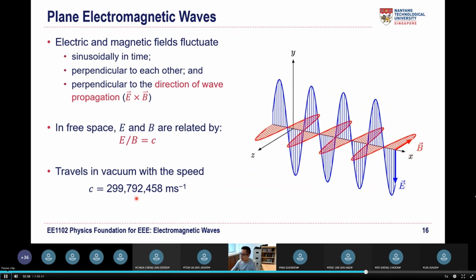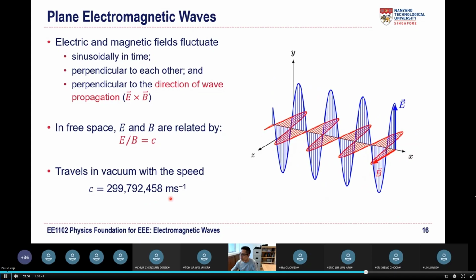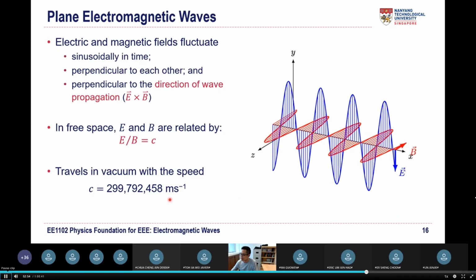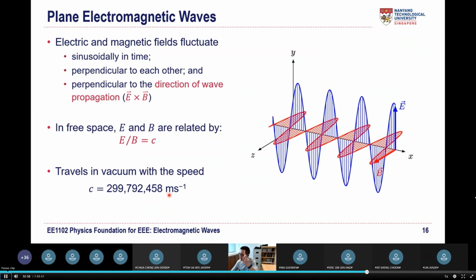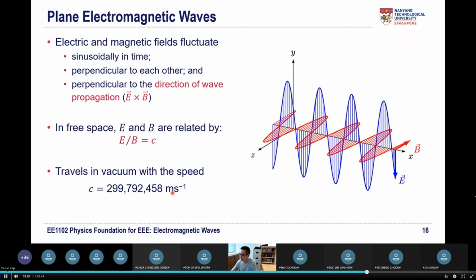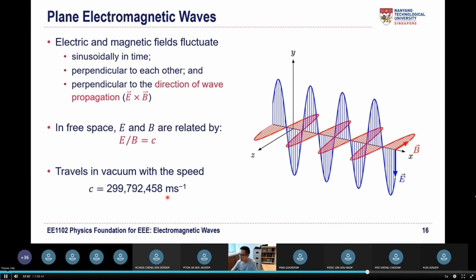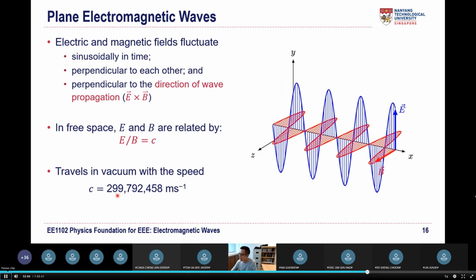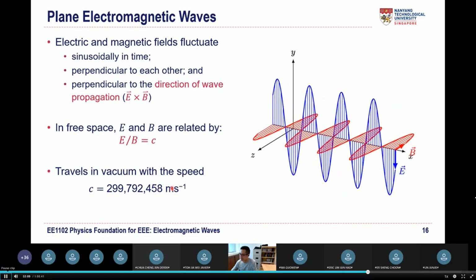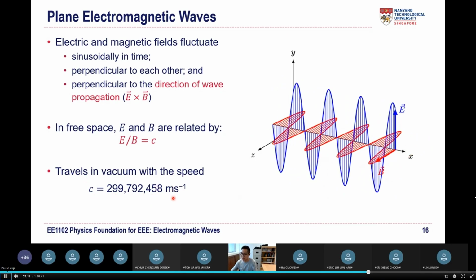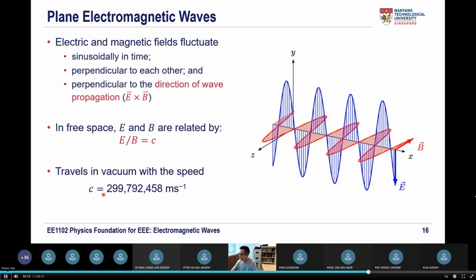Does anyone know why this is an exact number? That's because 1 meter itself is defined from the speed of light. Okay, so 1 meter is defined from the speed of light. So the speed of light is just going to be an exact number.